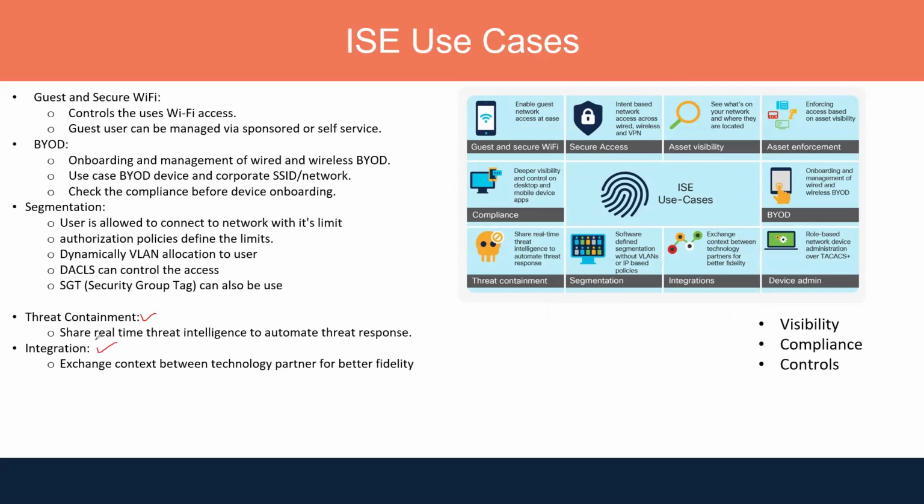So basically, Cisco ISE has threat containment, where it is going to share real-time threat intelligence to automate the threat responses. So what is the meaning of real-time threat intelligence? And you can integrate that threat intelligence with third-party technology as well. So I would take an example over here. Let's say here we have a user. This is the user who is connecting to the network.